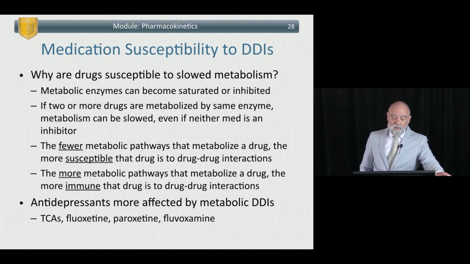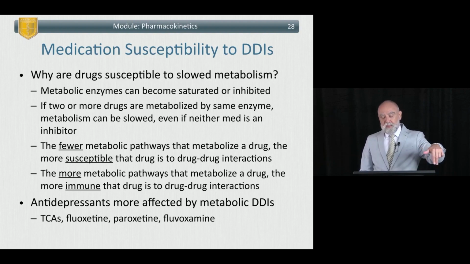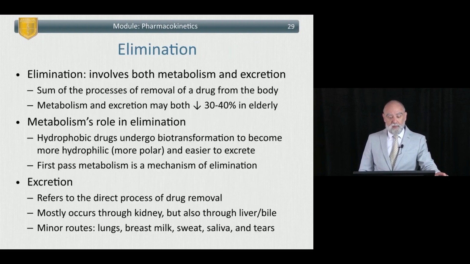And then fluvoxamine inhibits many different metabolic enzymes, and thus can affect many other drugs. It itself is probably not that susceptible because it is metabolized by several different isoenzymes, but it can have dramatic effects on other drugs, and we're gonna go over that too.